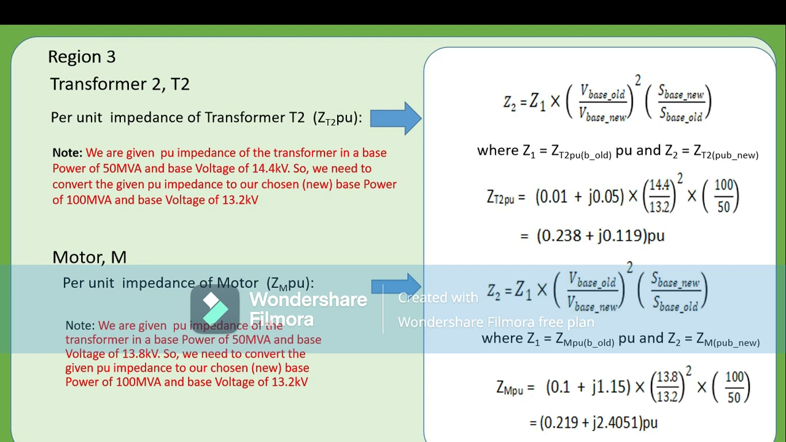Having done this, we have arrived at all the per unit impedances for each of the components given to us in the power system. That is the generator, transformer 1, the transmission line, transformer 2, and the motor. Now we will move to the next step. So what is the next step?